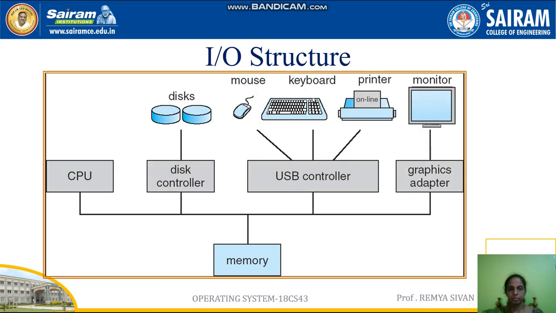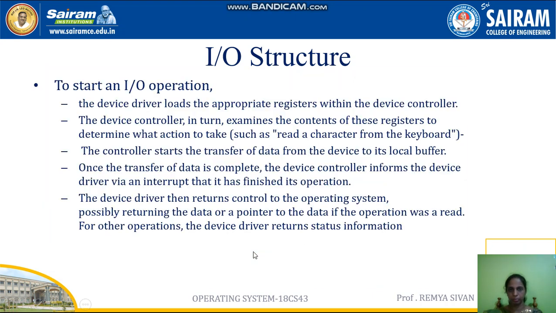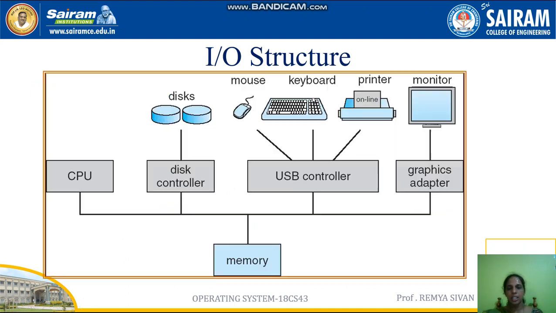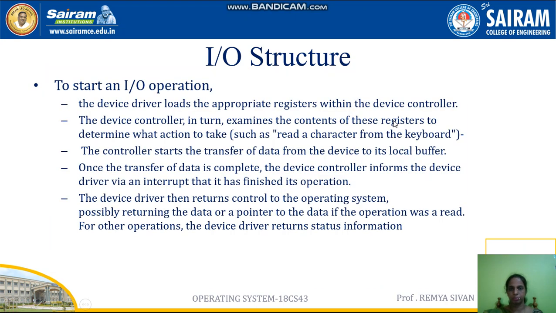And I already explained this diagram. This is the IO structure diagram. CPU and IO devices are connected through a bus, and they are accessing the shared memory. And to start an IO operation, there are device drivers and device controllers also. These device controllers will be managing different kinds of devices.